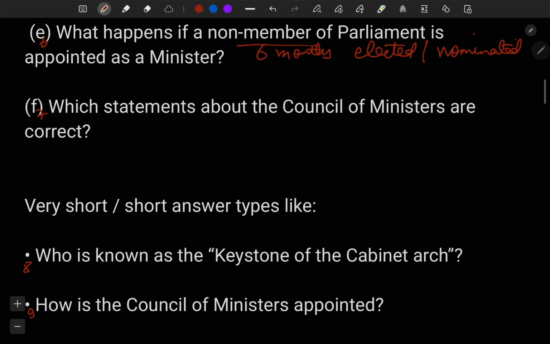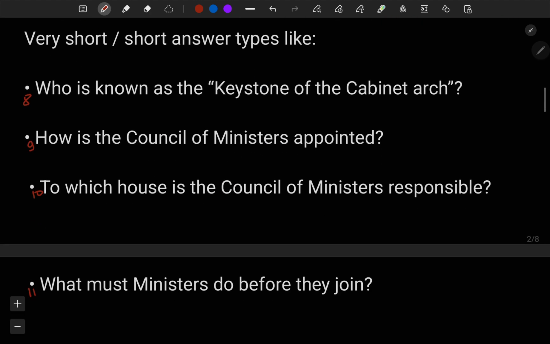Which statement about the Council of Ministers? Okay, this question is complete. We'll see it afterwards. Now let's move to the next question. Who is known as the keystone of the cabinet arch? It is the Prime Minister who is known as the keystone.